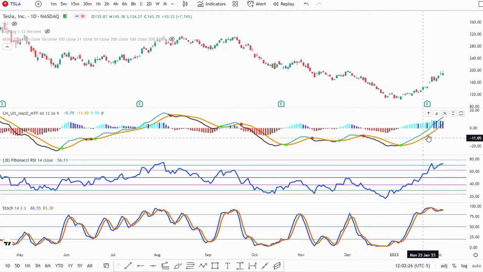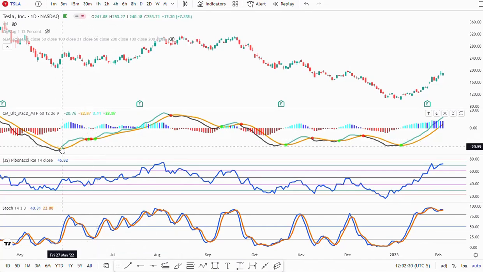See, last time MACD did something like this, you'd have to come right here. This is May. After the May sell-off, MACD started to move higher, and this is when it crossed above the zero line. And since then, you can see that MACD has been very weak. Now MACD is moving higher, and it's now above the zero line. This is very positive.